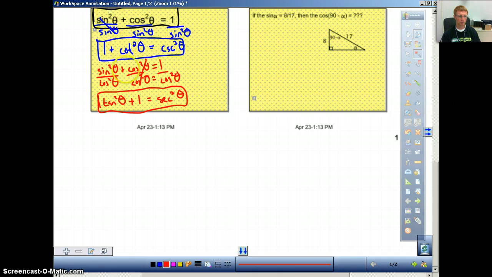Okay, so these are the 3 things. You can remember all 3 of them, or you can just remember the top one and just be able to derive what you need to from there. Okay? So that covers the Pythagorean relationships.